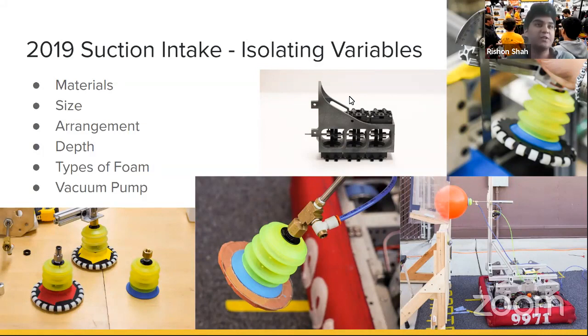There were also aspects of the intake outside of the cups that needed to be tested, things that were a part of the suction system as a whole. So things like fittings that were being put into the suction cup, the vacuum pump, solenoids, and the size of the tubing that was being run between all of these things.